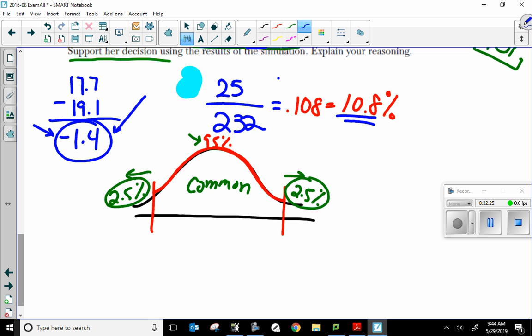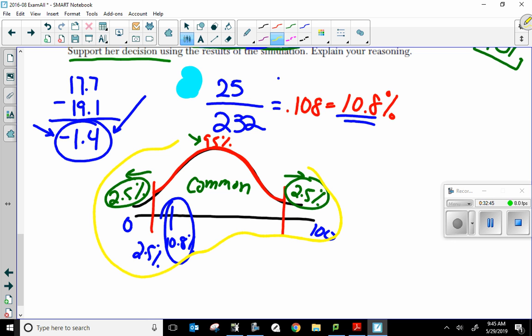10.8% is right around here, okay? Because this is 2.5%. We start at 0%. Here's 100%. 10.8% is within the 95% common occurrence. Okay? Do you have to write this on your test? No, I don't think you have to.